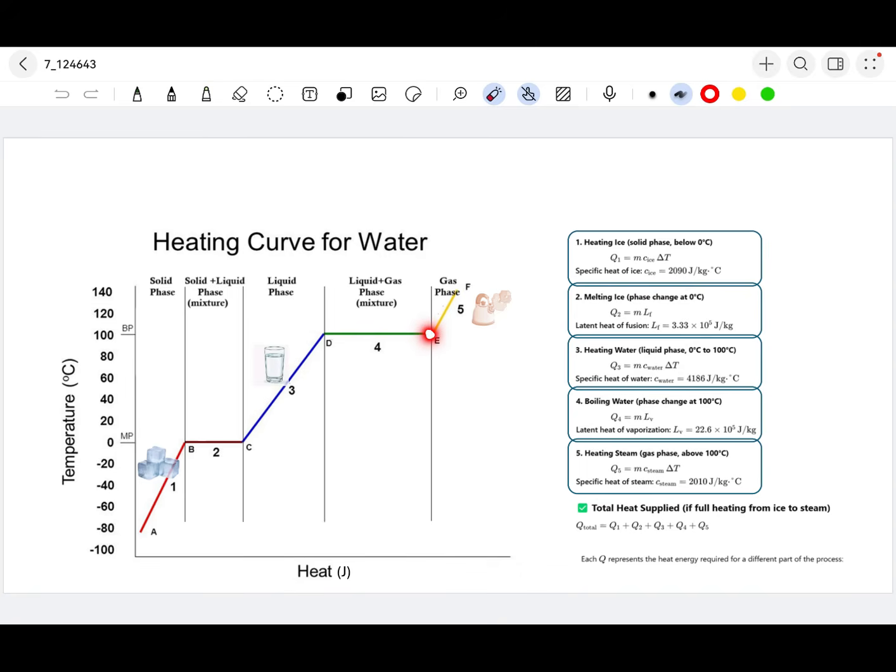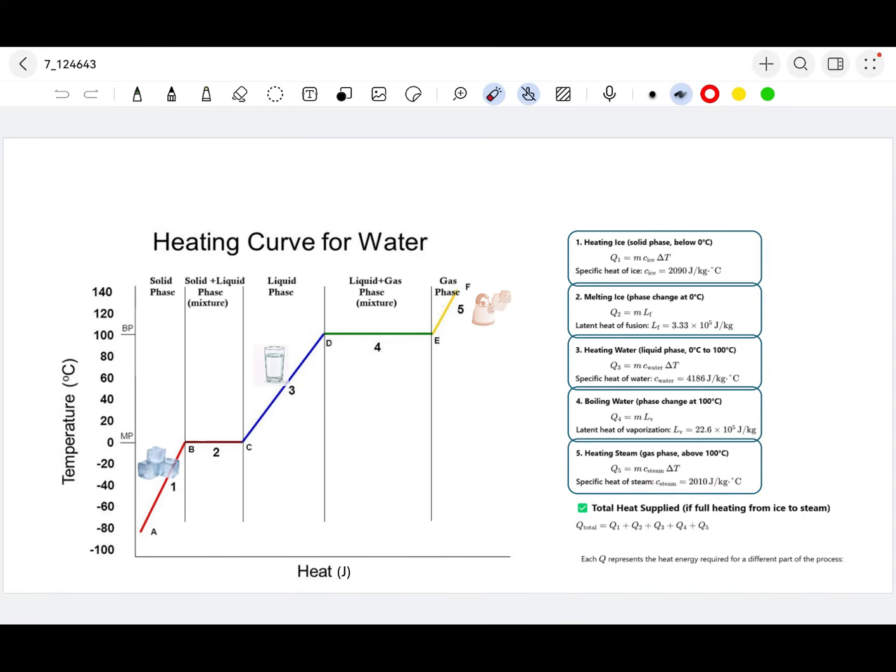Suppose here we have the steam. If we heat the steam above 100 degree, it remains in the gaseous phase and only the temperature increases. There is no phase change, only temperature increase. So step 5 is again specific heat: whatever the heat energy is given is used to raise the temperature. The formula is mc delta T, where C is the specific heat of the steam, that is 2010.